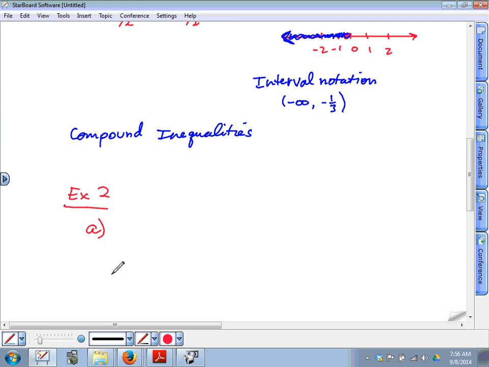There are 2 types of compound inequalities that you're going to see. One would look like something like this. Negative 7 is less than or equal to 2x minus 1, which is less than 19. This is called a compound inequality. It's also, I guess, more commonly referred to as an and inequality, I suppose.